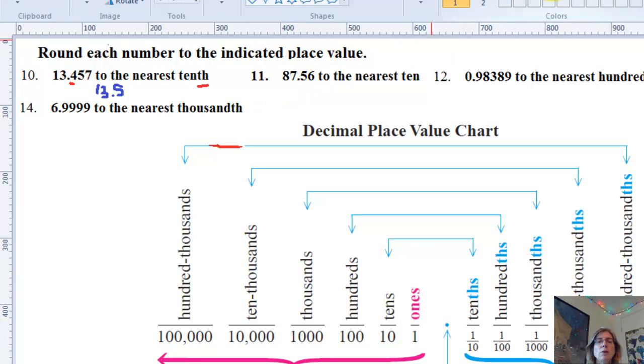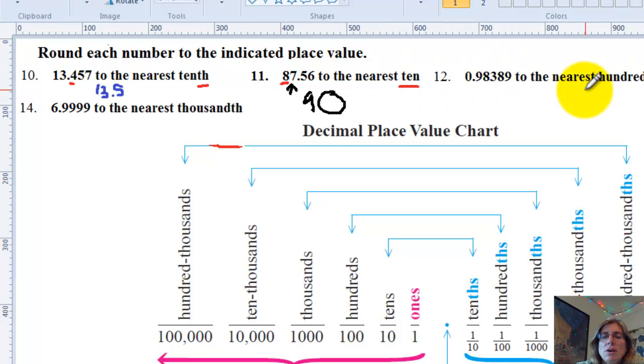So on number 11, we're rounding to the nearest 10. That's a difference, not tenth, but 10. So we're rounding to this decimal place here, and that, of course, is, there's the ones, there's the tens, right there. So we look to the right, and that is a 7, so we round up to 90. We're going to change the 7 to a 0, but after that we take off the decimals. So the answer is 90 for number 11.